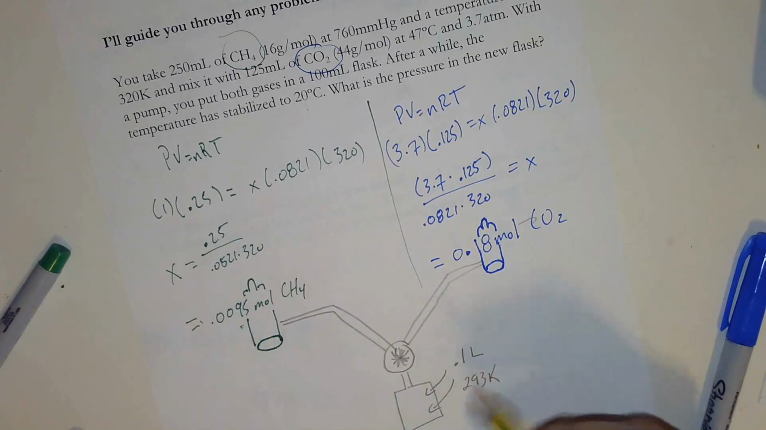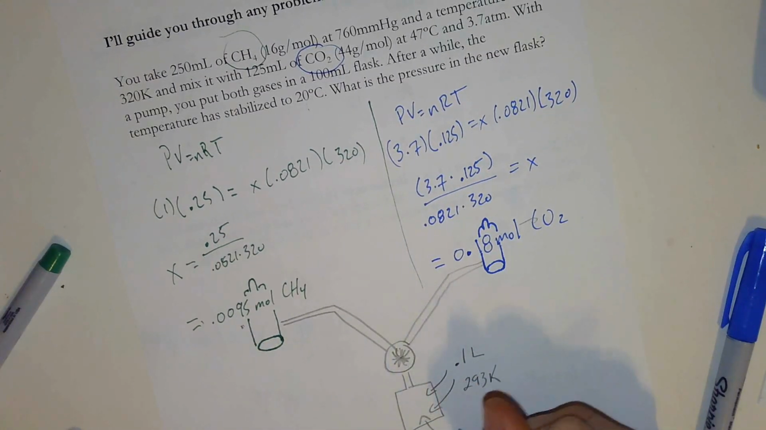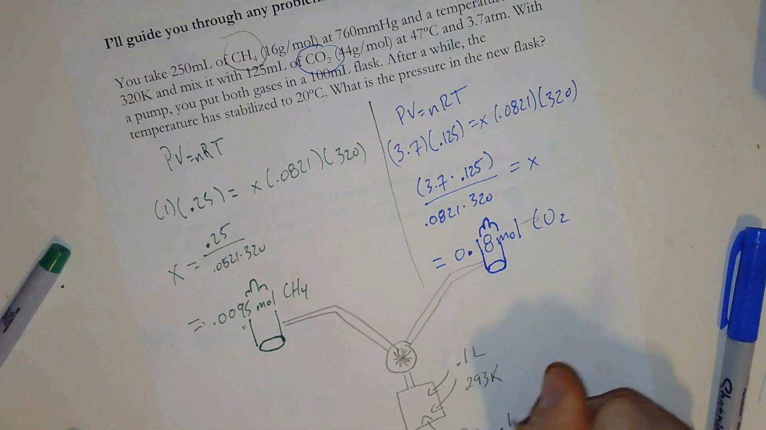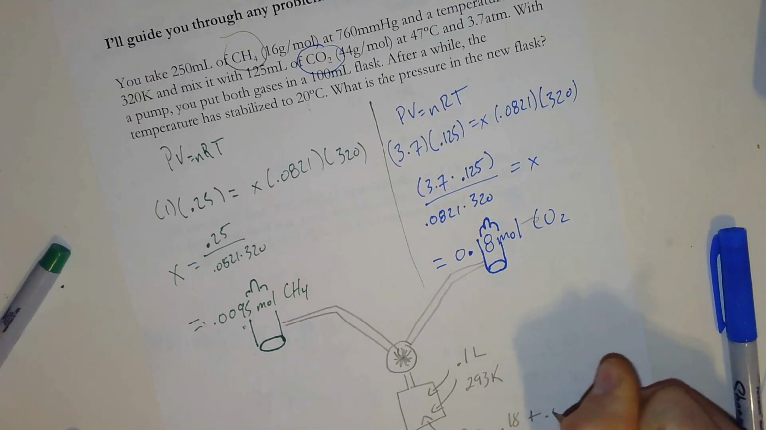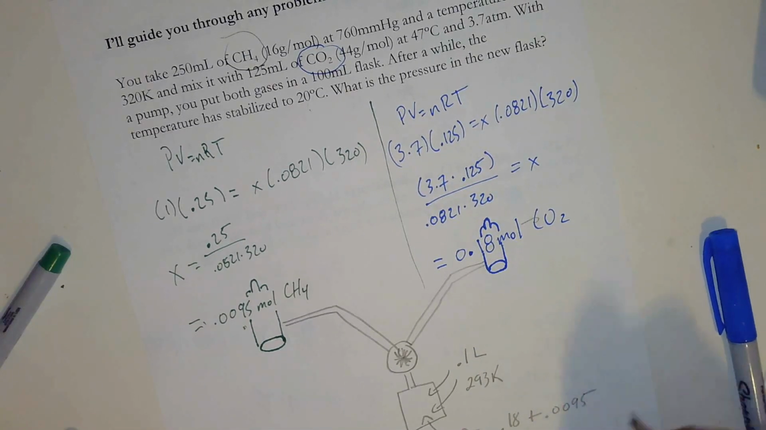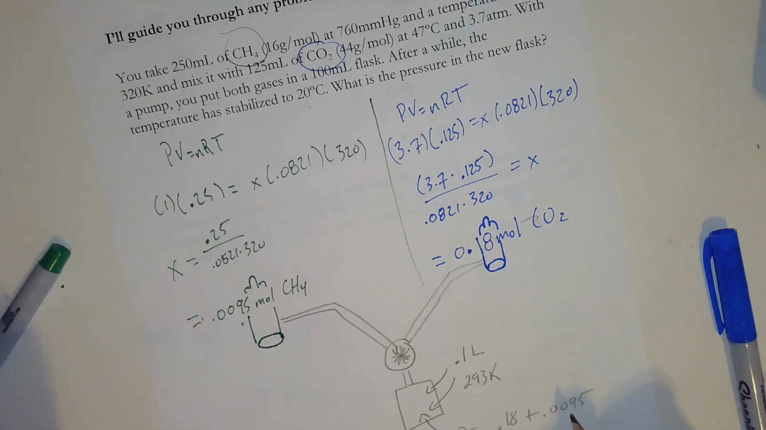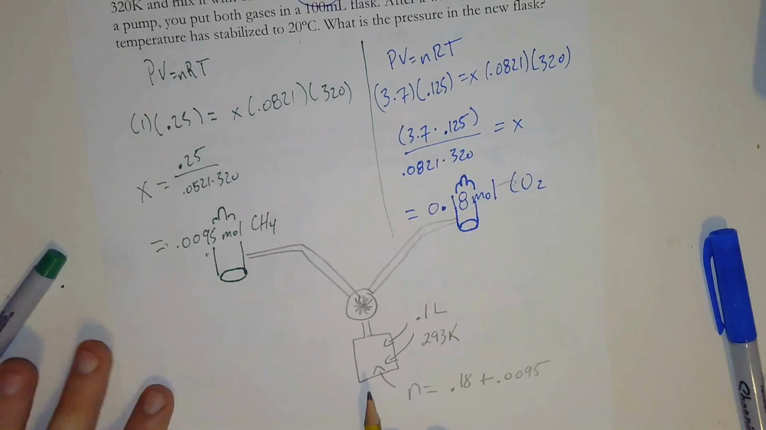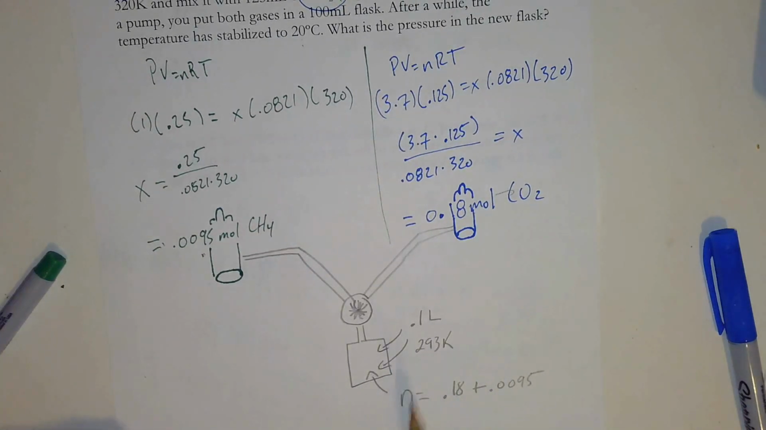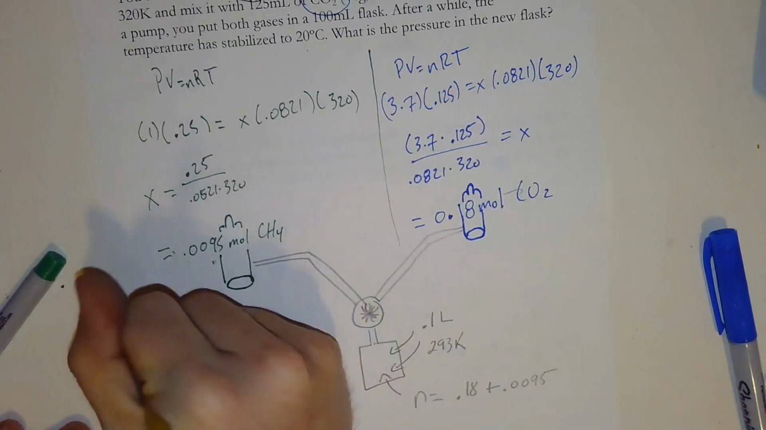So the moles have to be 0.18 plus 0.0095. Now, technically the sig figs here get a little messy, but that's okay. We'll get there. And the question asks for pressure. Well, we can solve that because we know T, V, R, N. P is the only unknown. That's just another PV=nRT question. So let's knock that out.